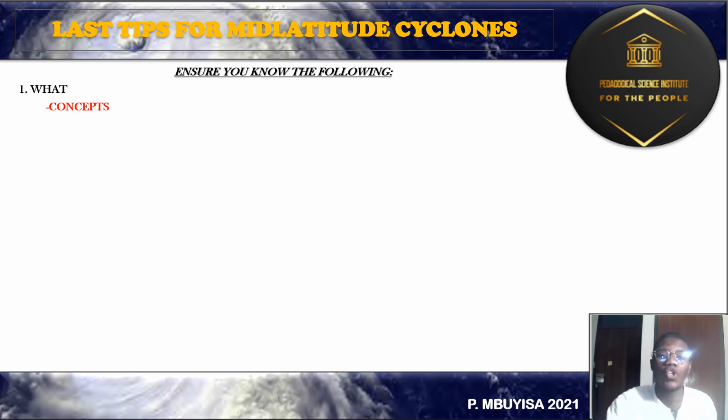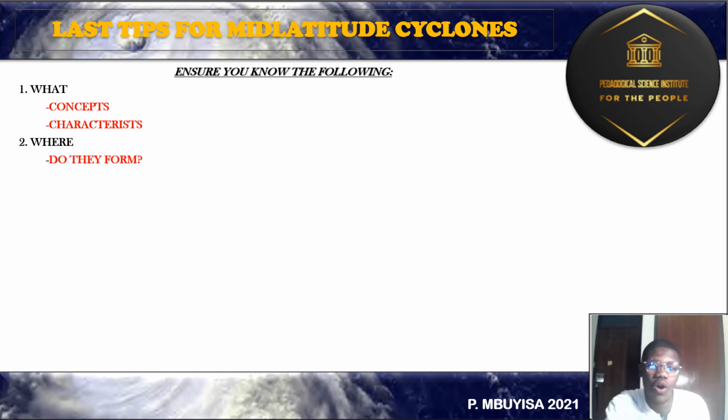And again, you need to know the characteristics on the what. What is special about the system? What effects does it have? And we also need to know now the where. Where does it form? And we say it forms 5 degrees outside the equator to 30 degrees outside the equator, and when does it occur? We say late summer, early winter.